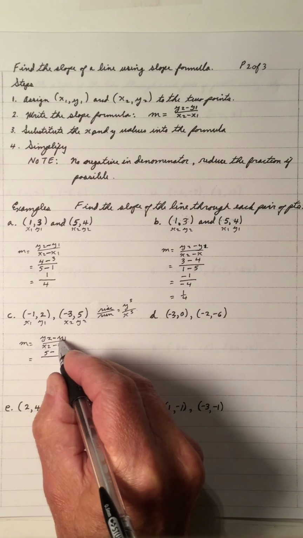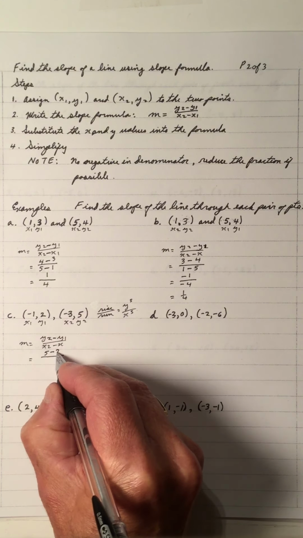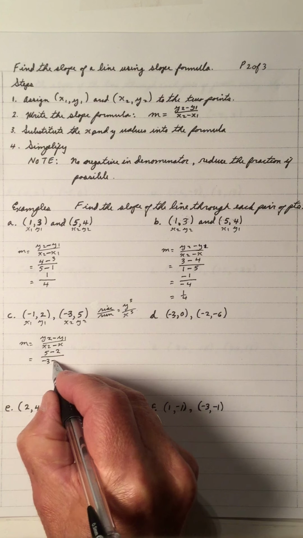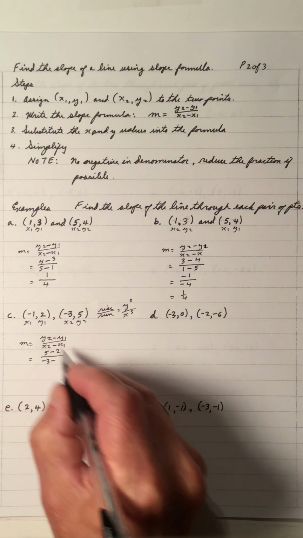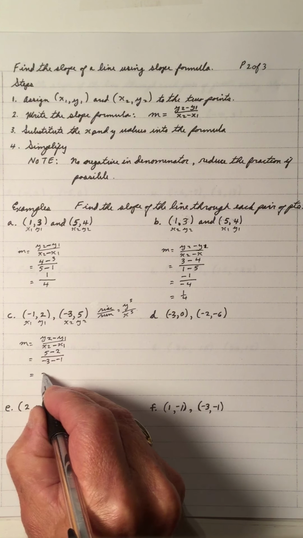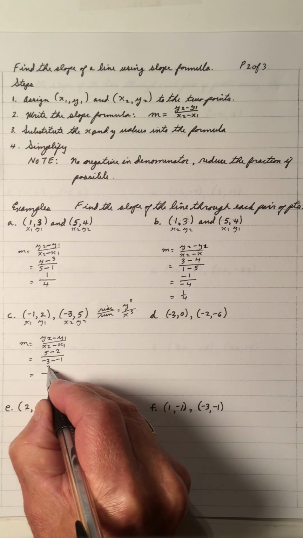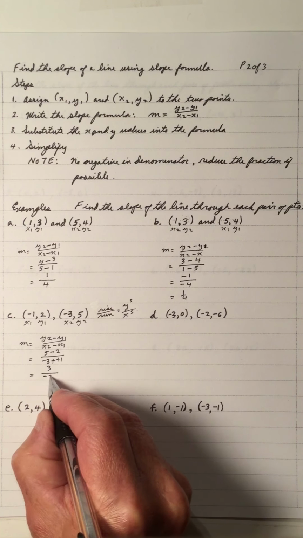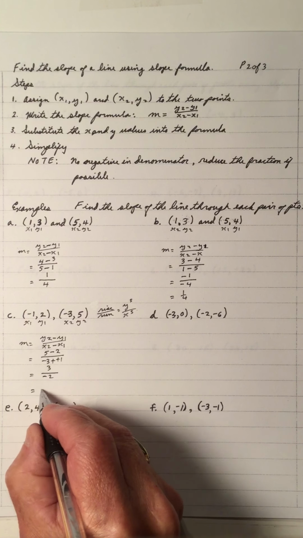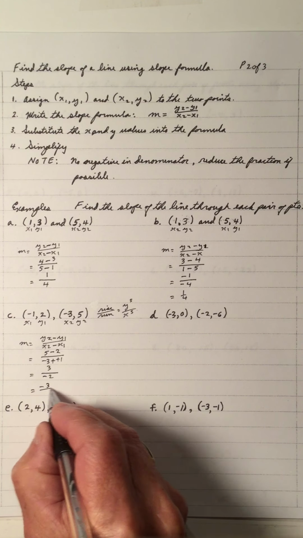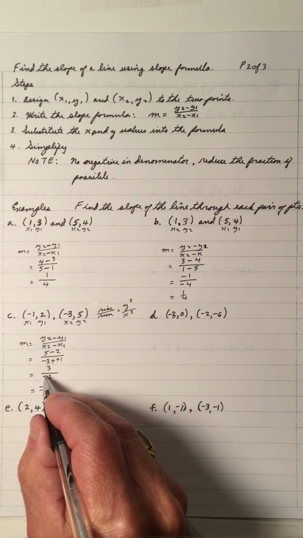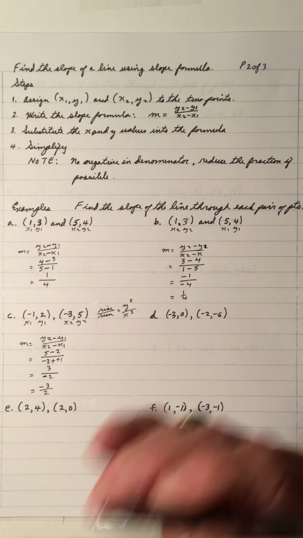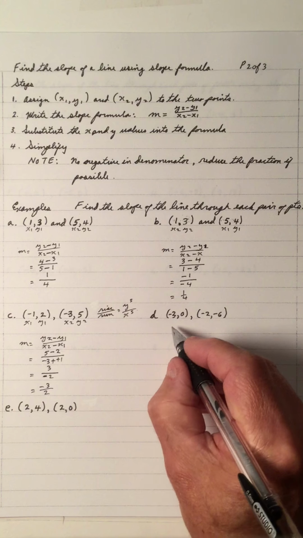y2 is a 5. Subtract. y1 is 2. x2 is negative 3. Subtraction sign. And x1 is negative 1. Now we simplify. 5 subtract 2 is 3. Double negative becomes a positive. So negative 3 plus 1 is negative 2. And negative never stays on the bottom. I always go negative 3 over 2, because a positive over negative is the same as a negative over positive. But in terms of fractions, always put the negative on the top in the numerator.